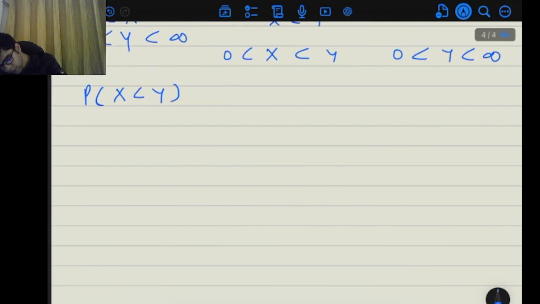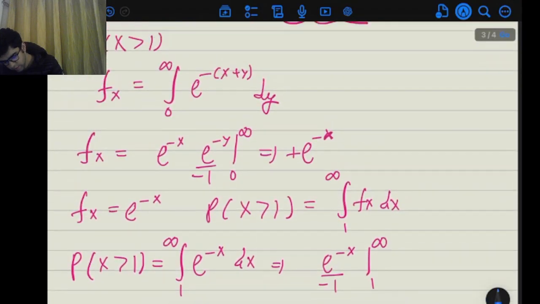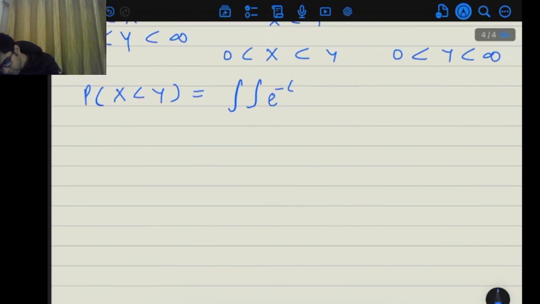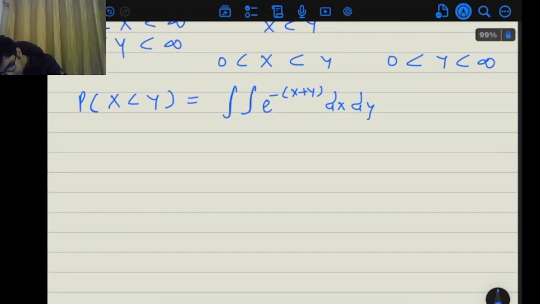So now we need to find this. I've already told you my PDF is e to the power minus (x plus y), and this will be dx dy. Now my limits for x are 0 to y, and my limits for y are 0 to infinity.